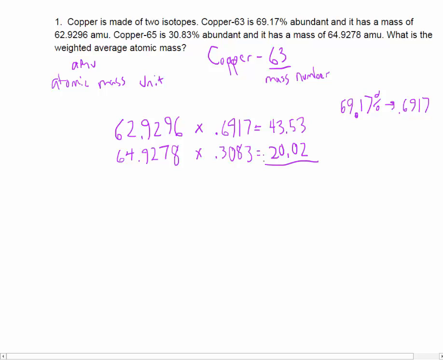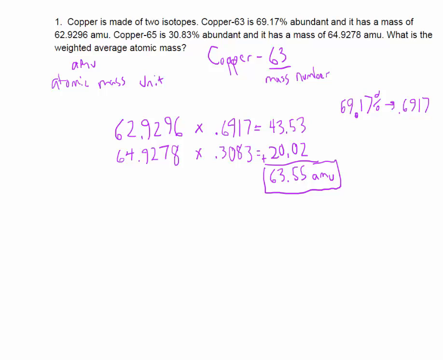And then all you have to do once you've done that is add those together, and that is your atomic mass, or weighted atomic mass, and it ends up being 63.55 AMU. And make sure you include your unit in your answers, or you will lose points on tests. And that's how you do it. So on to the next one.